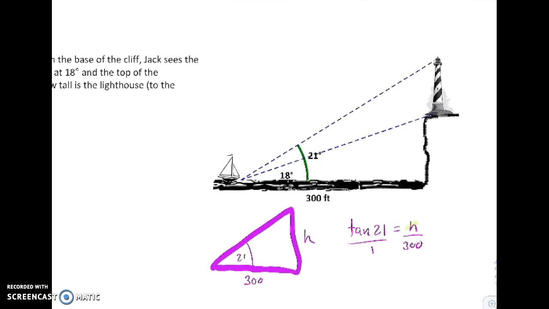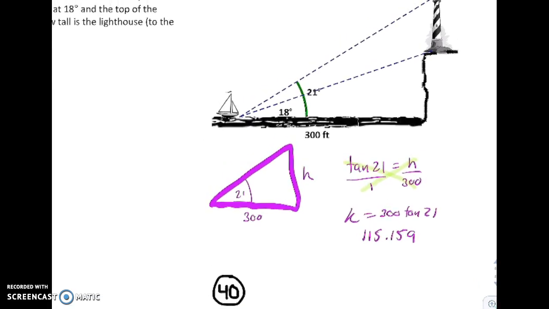Now remember, when you clear your calculator and you're doing trig, make sure it's in degree mode first. And then we cross multiply here, and we have h times 1, 300 times the tan of 21. And that comes out to be about 115.159. Now I'm not going to round off until I'm totally done.